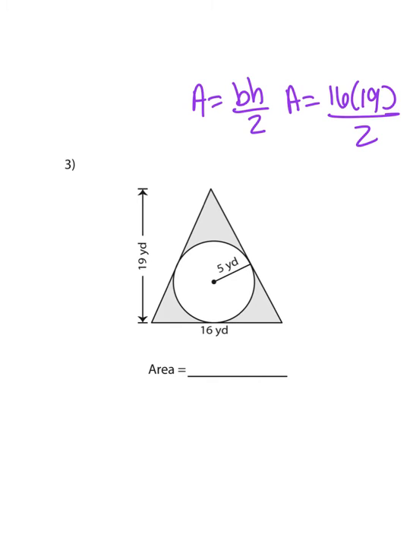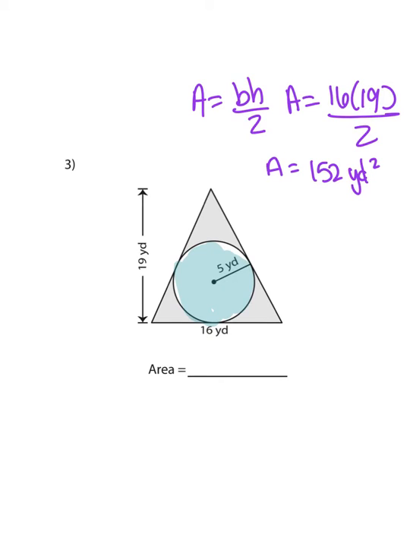And when I do that, and I plug that into the calculator, I'm going to get that the area of the triangle was 152 square yards. Now that's assuming that the triangle is complete, but it's not, because I need to take that circle out of it. So I need to take this part out of it.